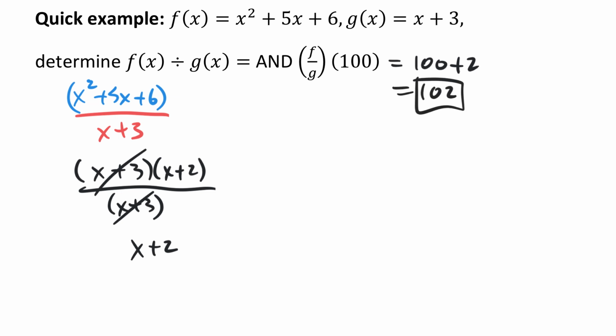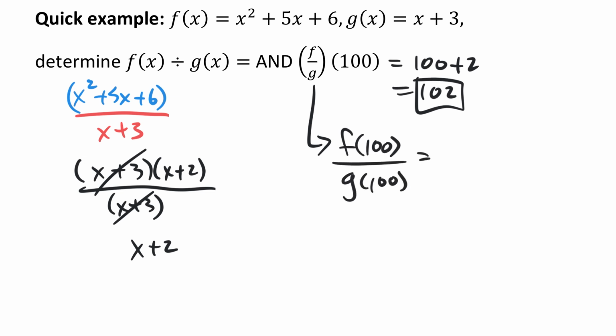And again, if you were to find it the other way, right, if you were to think of this as f of 100 divided by g of 100, well, you'd have to find f of 100, and f of 100 would be 100 squared plus 5 times 100 plus 6.